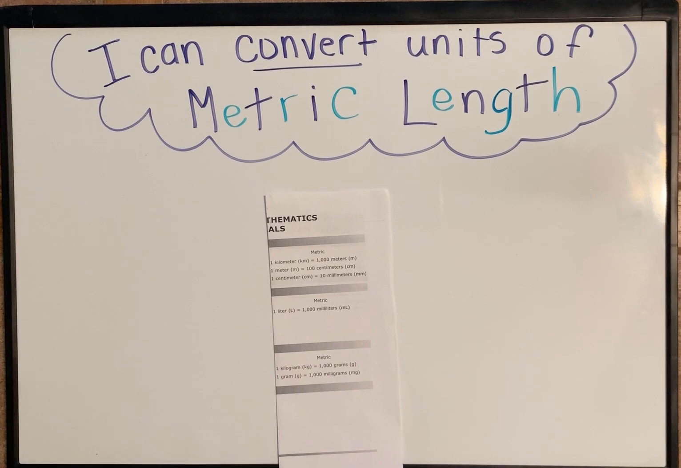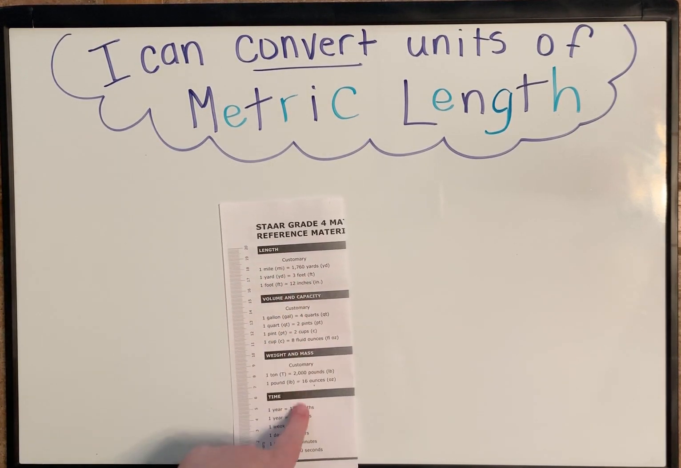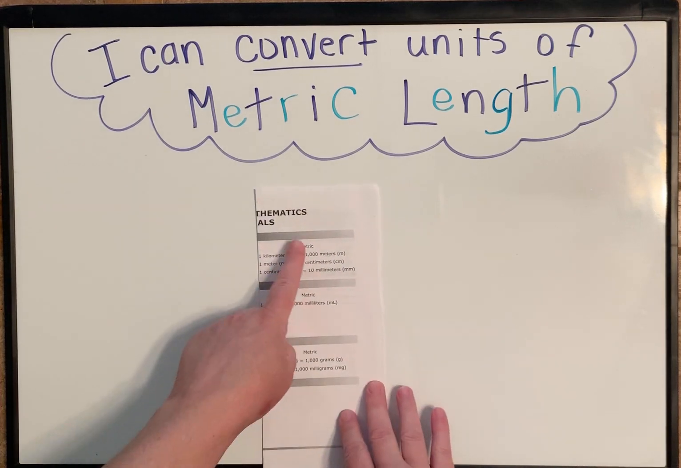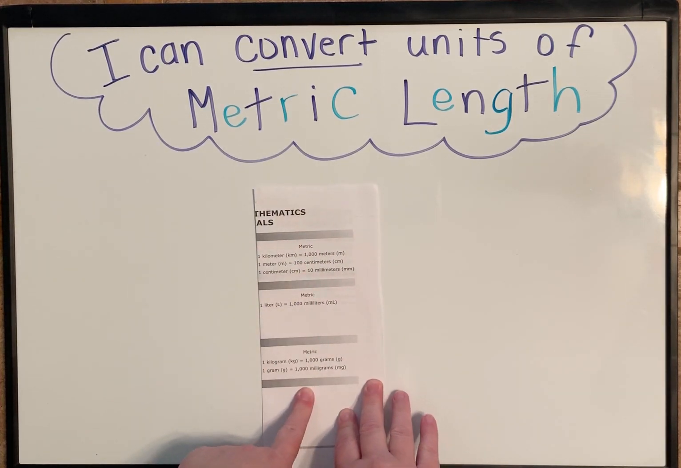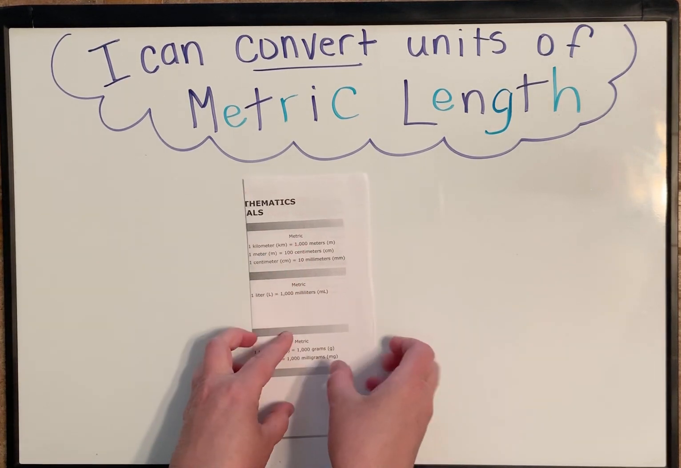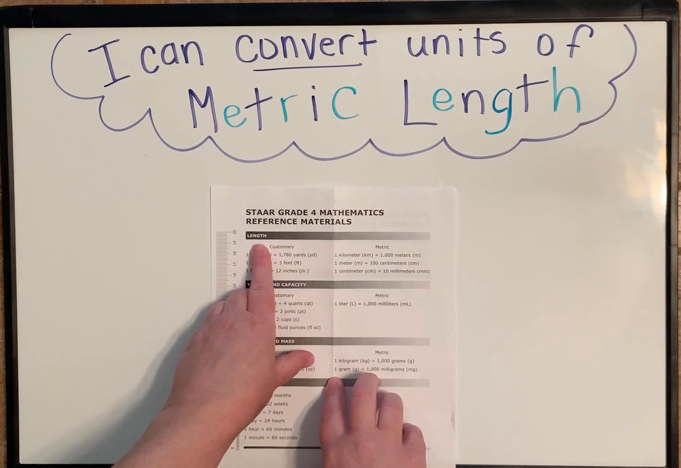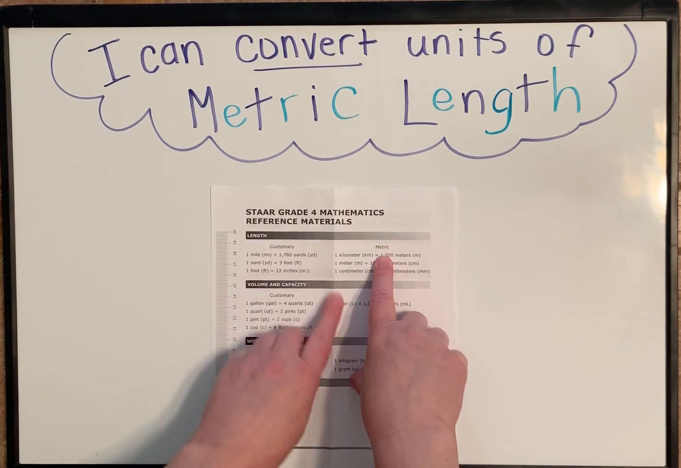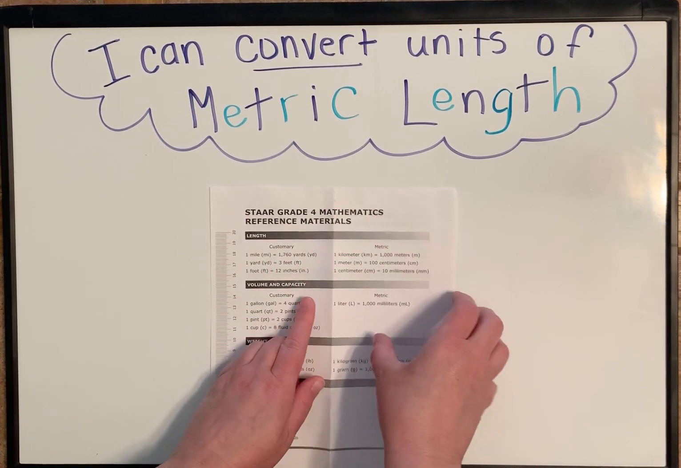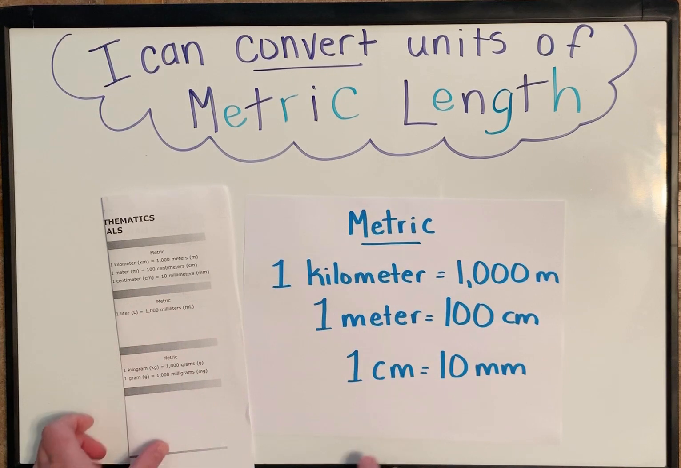Now, on our star chart, we have our customary on one side and our metrics are on the opposite side. The one we're going to be using today is our metric length. So if I open this up all the way, you can see here's our length words, customary and metric. So this is what we're going to be using today. This is kind of small, so I rewrote it a little bit bigger so we can see that on the video.